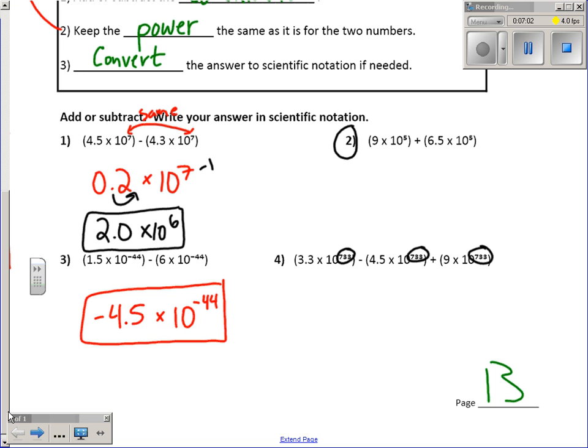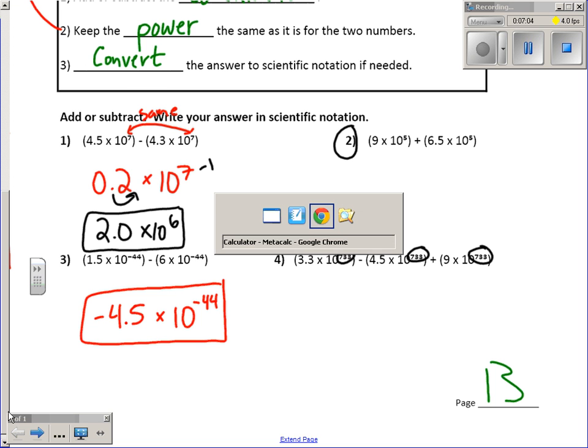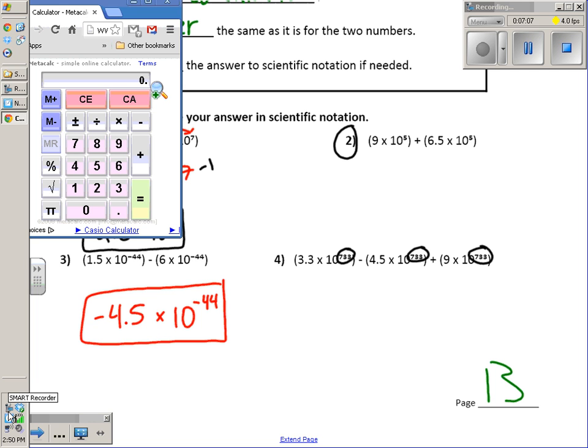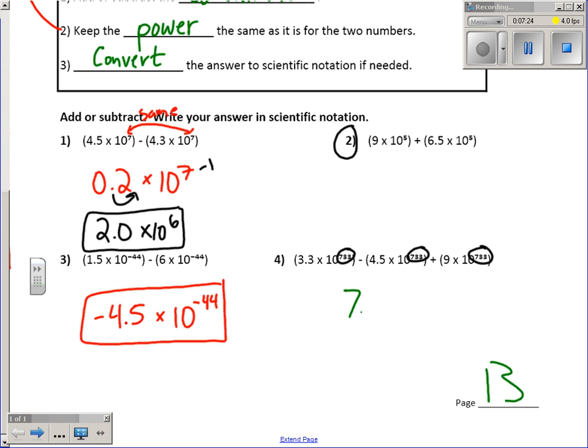Now, we want to do this addition or subtraction probably just on our calculator. So I'm going to pull mine up. 3 3/10 minus 4 and 5/10 plus 9 equals 7 and 8/10. Okay. Now again, we just keep the same power with the same exponent, just like this. And that's it. This is already in scientific notation, so we don't have to convert anything. And that's our answer.